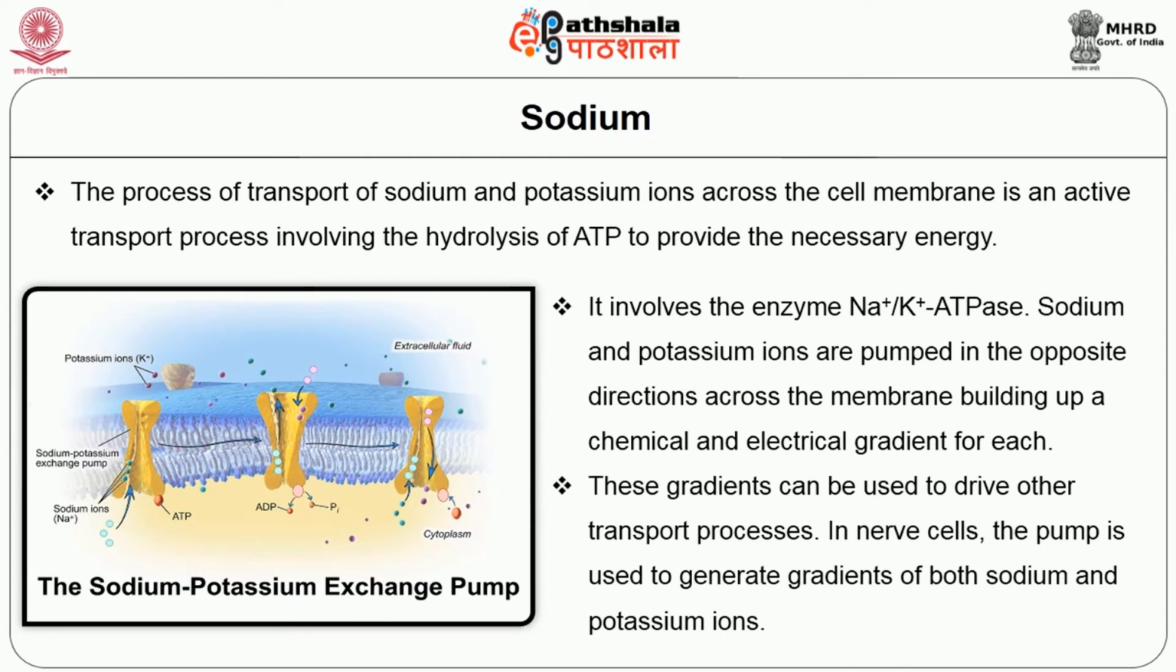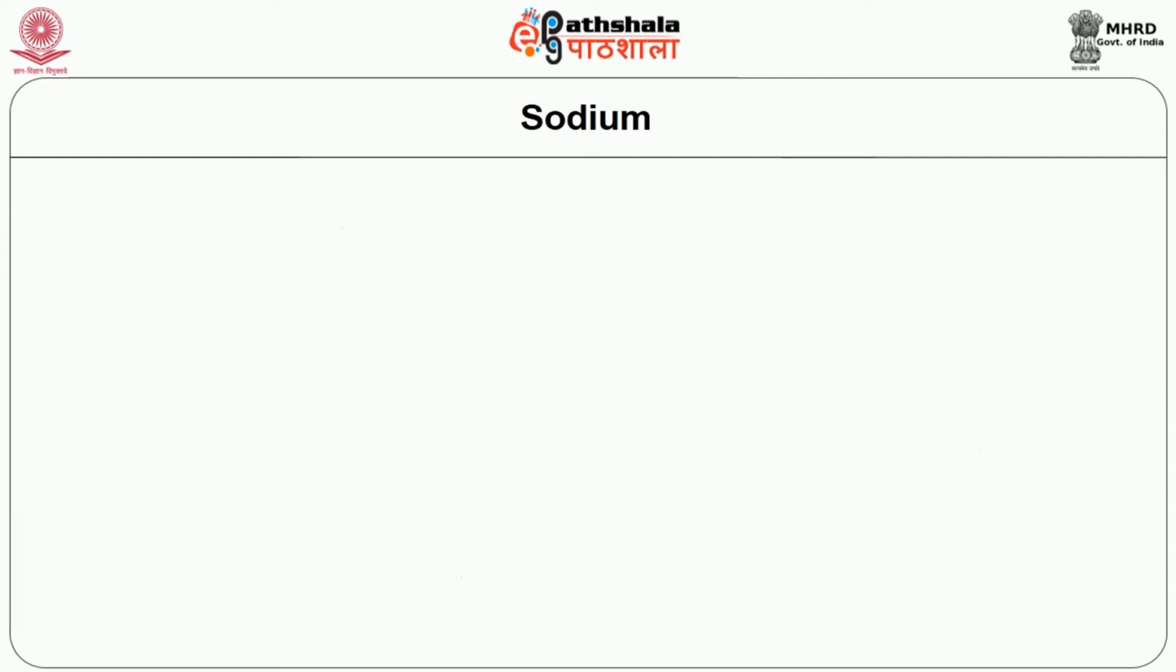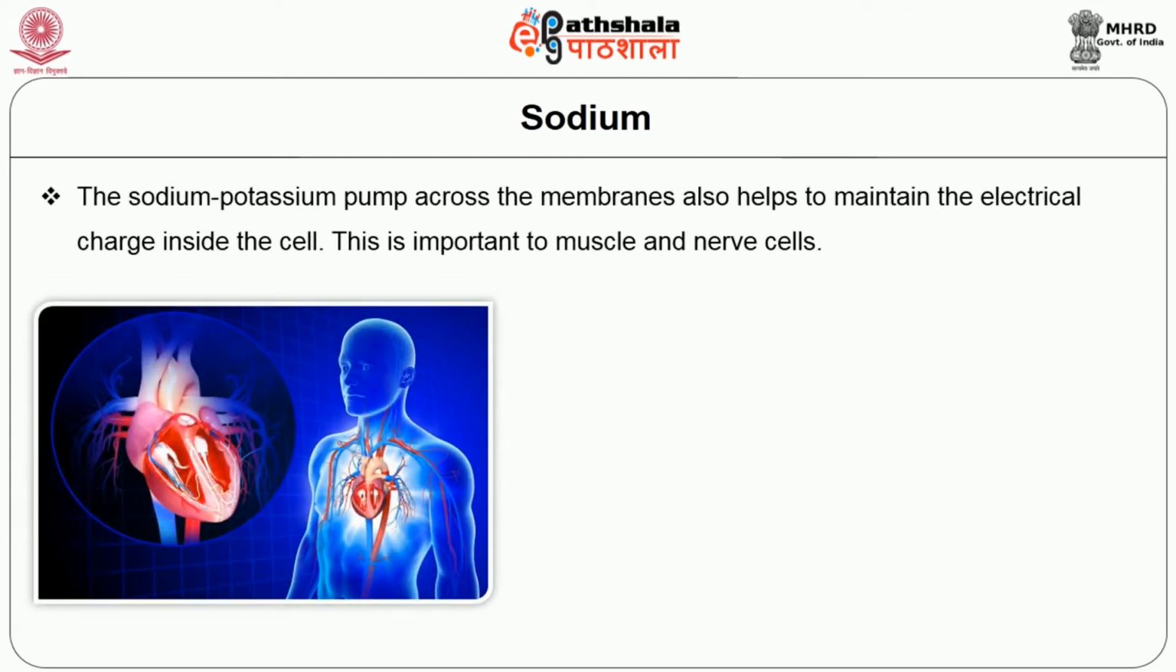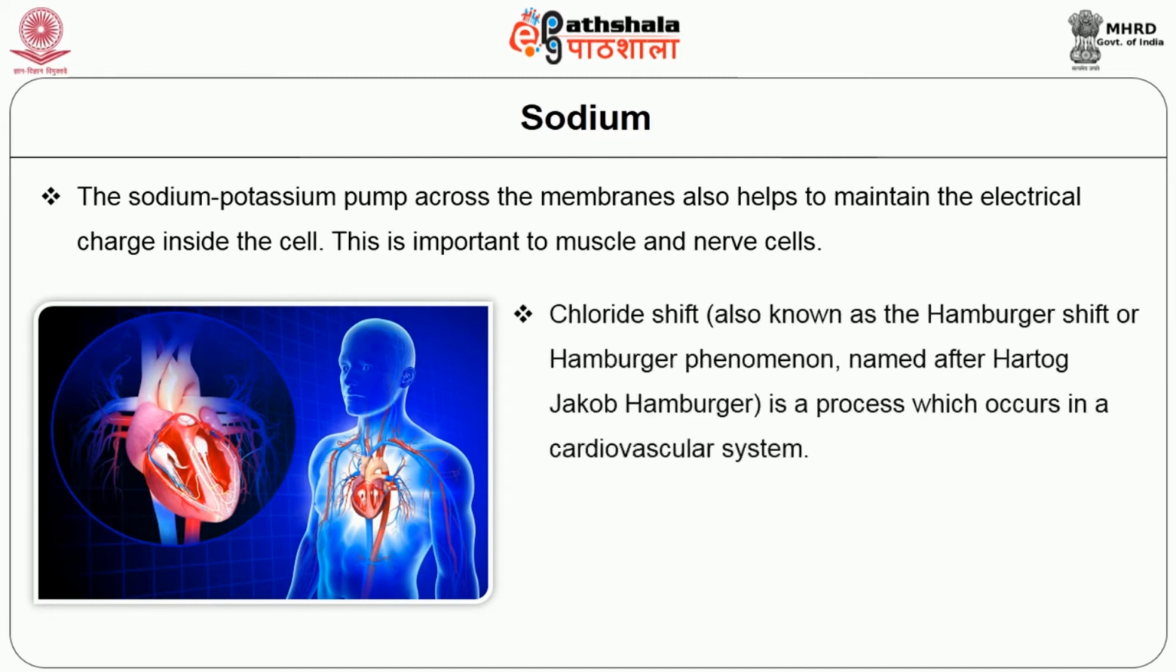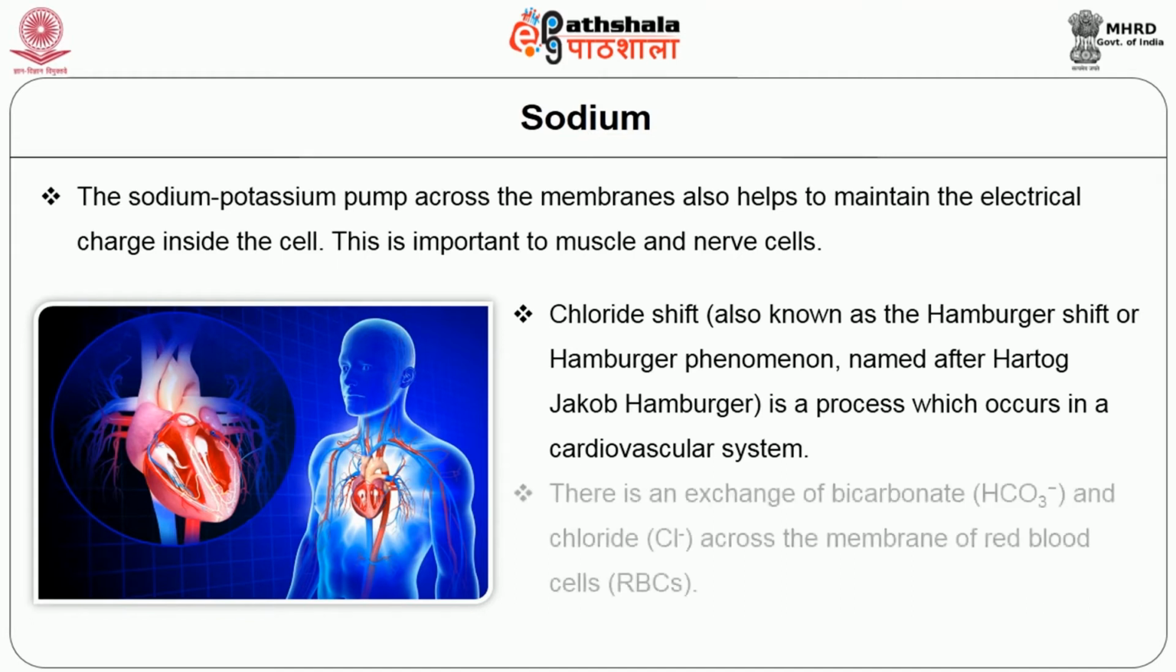In nerve cells, the pump is used to generate gradients of both sodium and potassium ions. The sodium and potassium pump across the membranes also help to maintain the electrical charge inside the cell. This is important to muscle and nerve cells. Chloride shift, also known as hamburger shift or hamburger phenomenon, named after Hartog Jakob Hamburger, is a process which occurs in a cardiovascular system. There is an exchange of bicarbonate and chloride across the membrane of red blood cells.